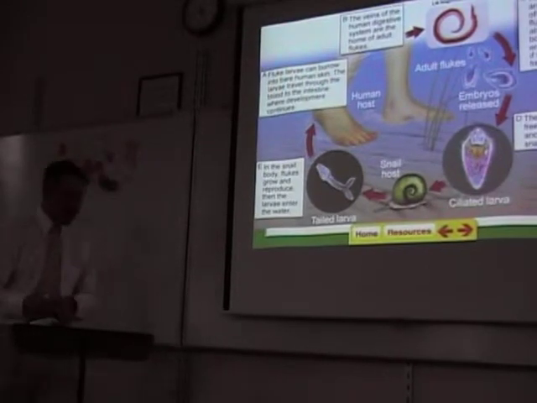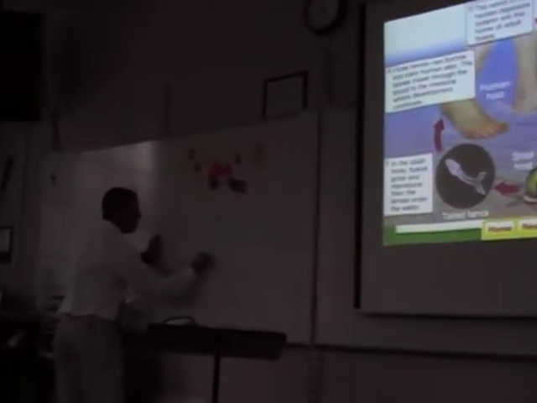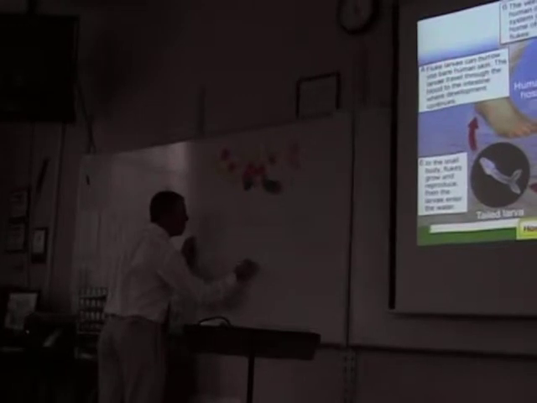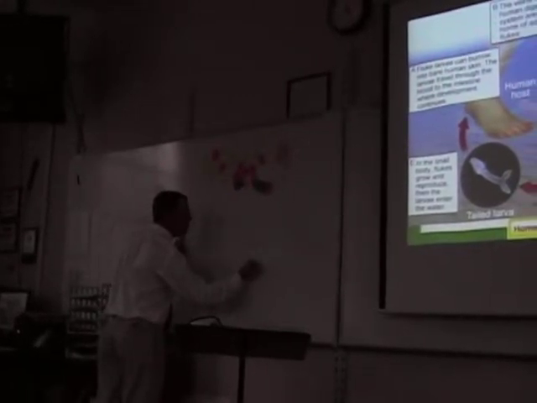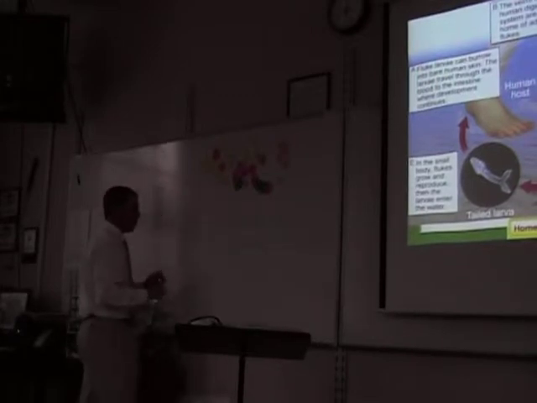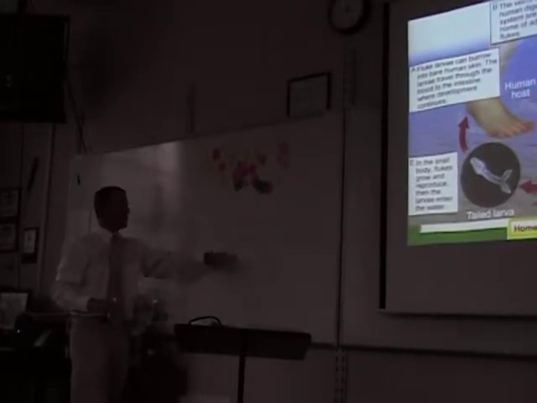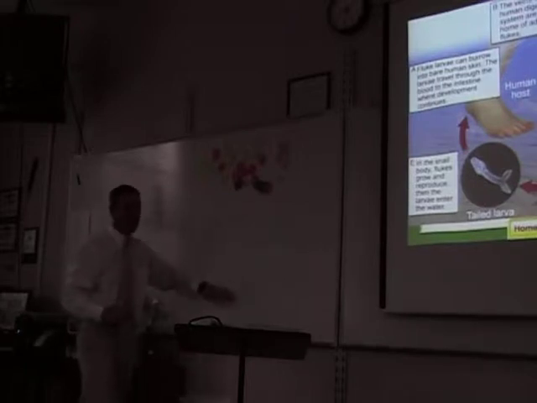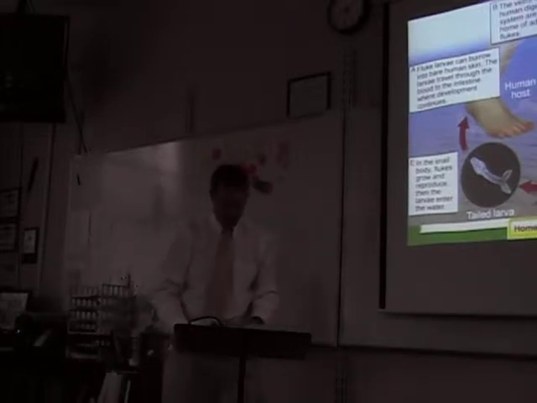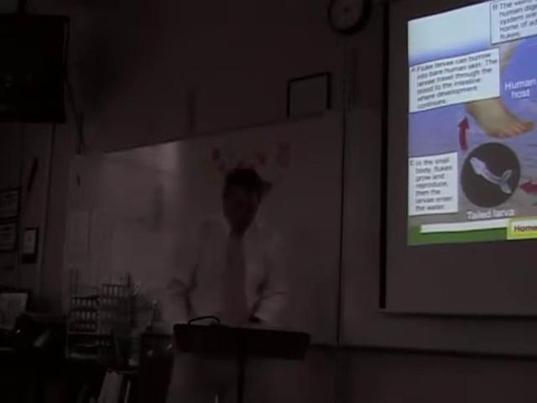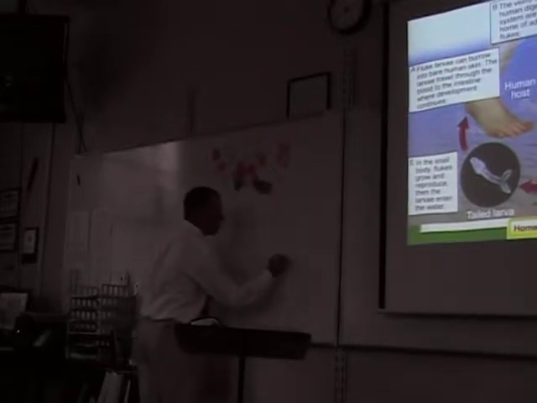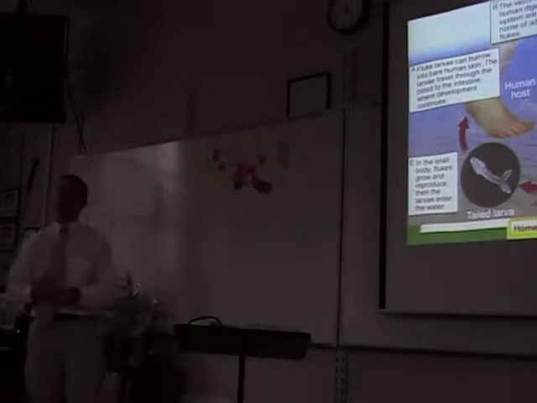Now the second class are called trematodes. Class Trematoda. Are these classes of Platyhelminthes? Yes, phylum Platyhelminthes. These are the different classes. You got to know these classes. They'll be on the test. Class Trematoda are flukes. Flukes are parasitic flatworms.